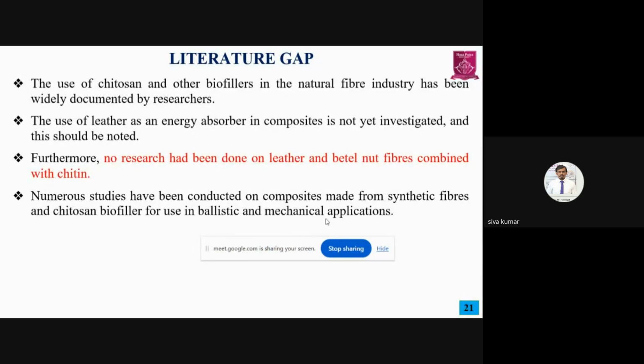So this is the literature gap I found. Chitosan and other biofillers in the natural fiber industry have been widely documented by researchers. The use of leather as an energy absorber in composites is not yet investigated soundly. So, no research had been done on leather and betel nut fibers. There is research, but not a significant amount.